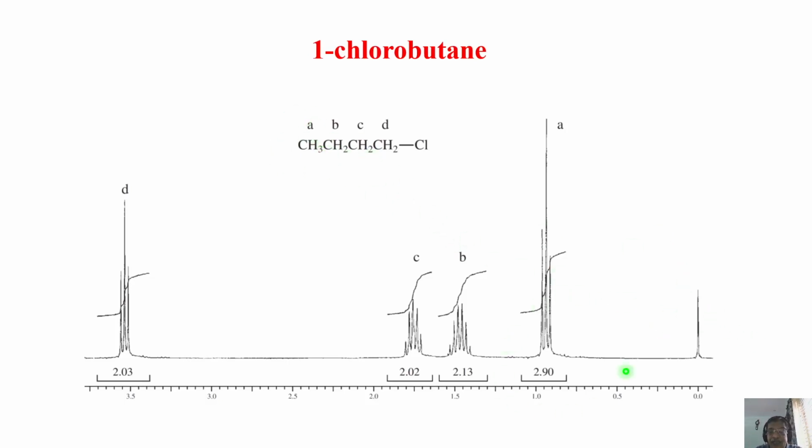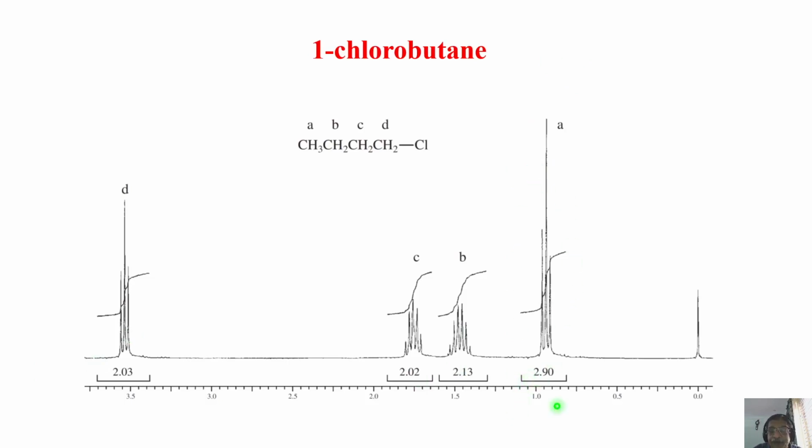Always CH3 comes in the high field region. This CH3, because it is coming here, look at the intensity given here. This is nearly 3 intensity. So this must be the CH3 peak. Looking at the intensity also, we can say it is the CH3 peak.